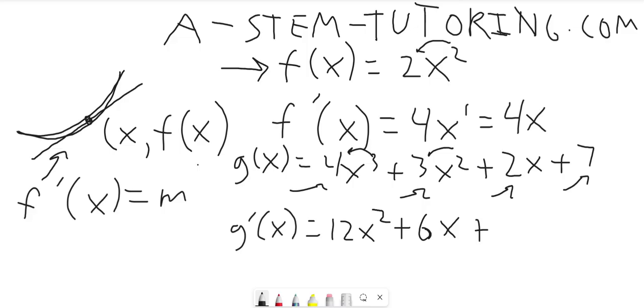There's an invisible 1 here as the exponent. 1 times 2 is 2. 1 minus 1 is 0. And x to 0 is merely 1. So this derivative just becomes a simple 2.